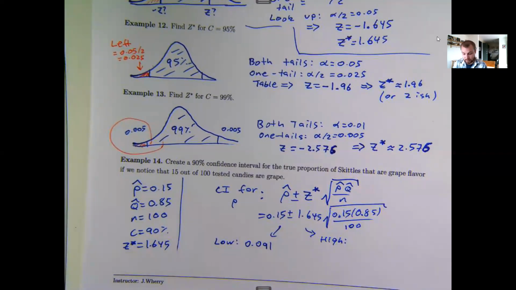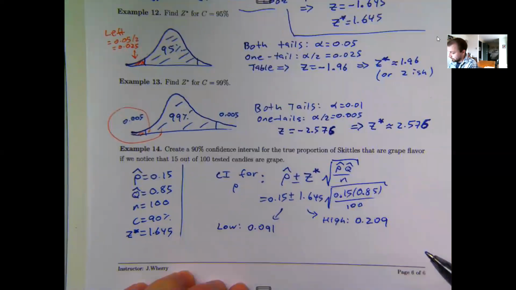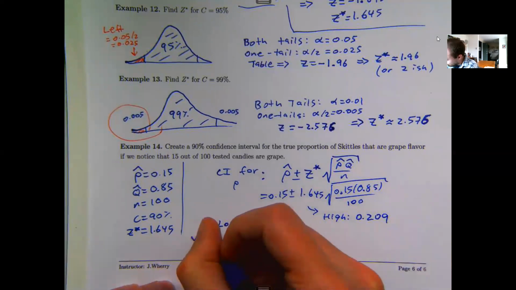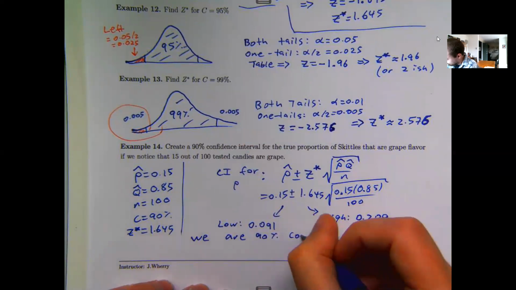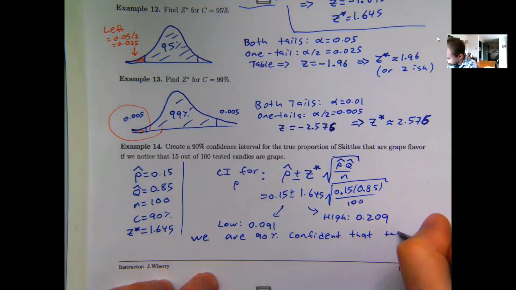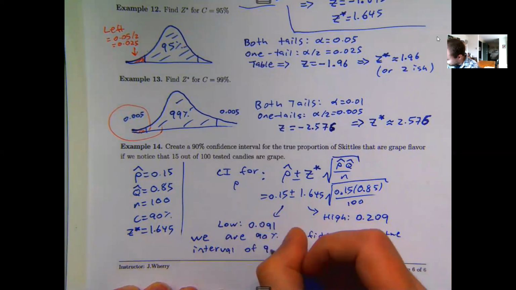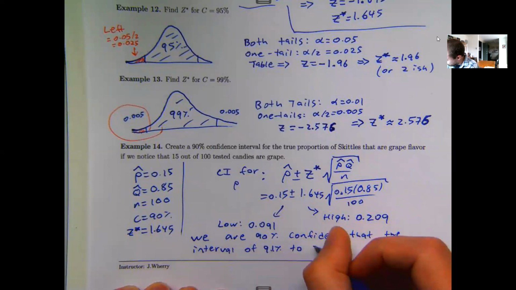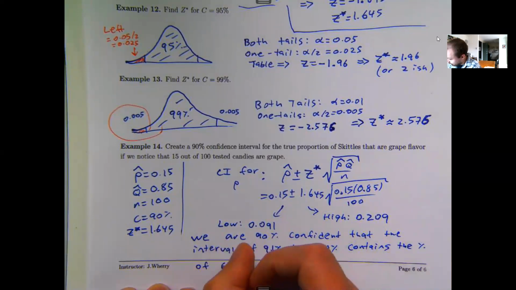On the low end, I'm getting 9%. And on the high end, I'm getting 0.209 or so. The sentence would look like the following. We are 90% confident that the interval of 9.1% to 20.9% contains the percentage of grape Skittles.